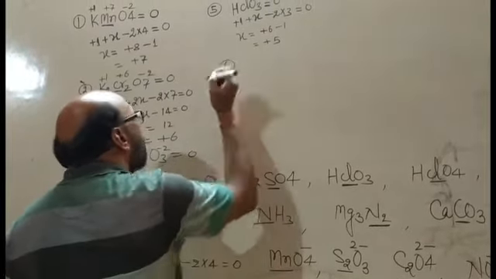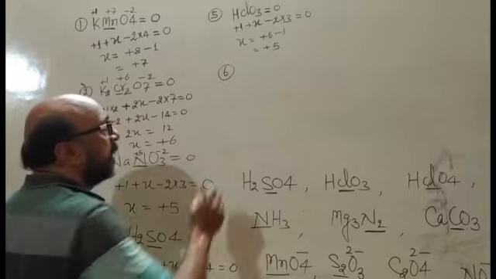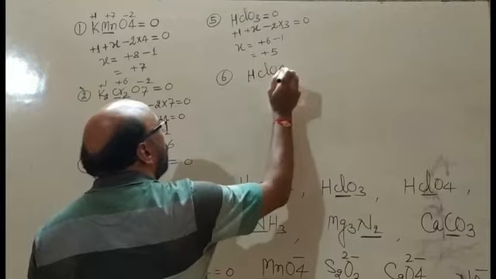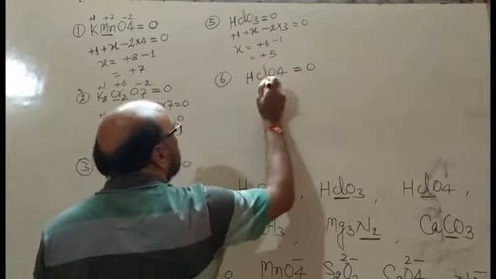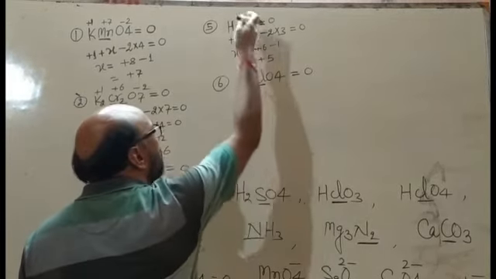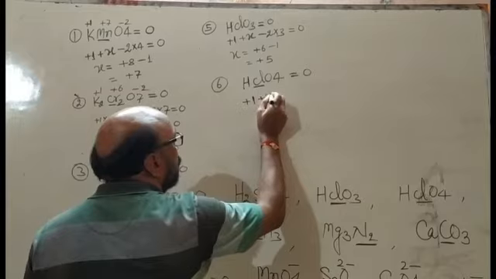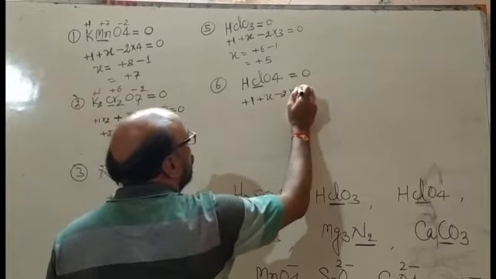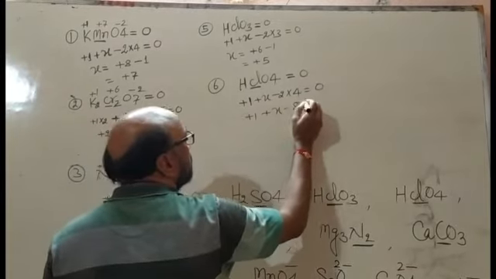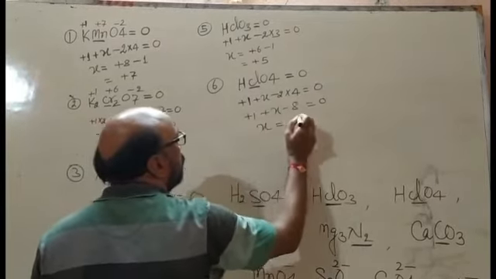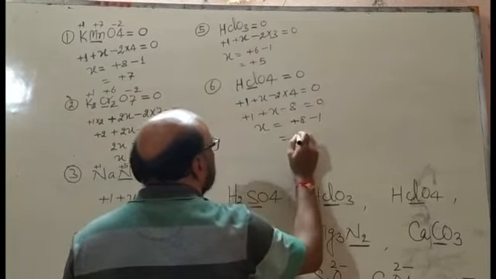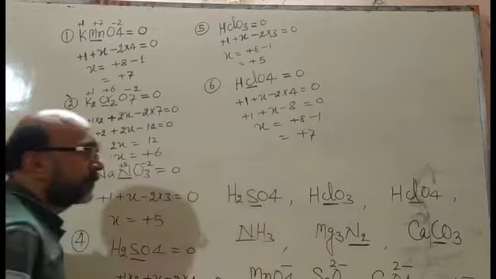Now the sixth compound is HClO4, perchloric acid. It is called perchloric acid. And we have to calculate the oxidation state of chlorine here. So like the above compound, we can calculate the oxidation state of chlorine in this compound. Plus 1 plus X minus 8 is equal to 0. X is equal to plus 8 minus 1, that is plus 7.